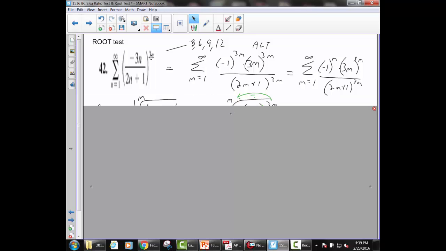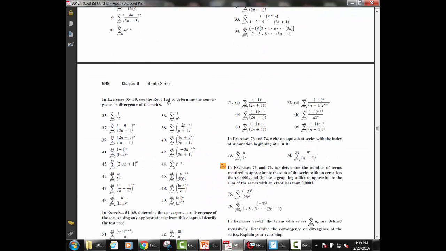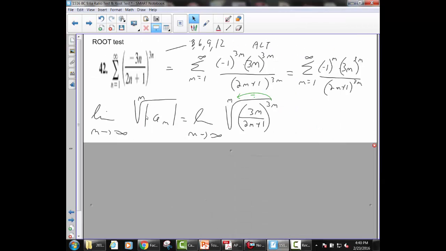it turns out, of course, if you rewrite this, this is (-1)^(3n) times (3n)^(3n) over (2n+1)^(3n). So in effect, it actually is an alternating series. But they have asked you in these questions, I think at number 42, it actually says use the root test, okay? So the root test says as long as these are all non-zero terms, which they are, find the limit as n goes to infinity of the nth root of the absolute value of a_n. So the absolute value will make this (-1) to a power disappear, and you'll be left with this expression here.